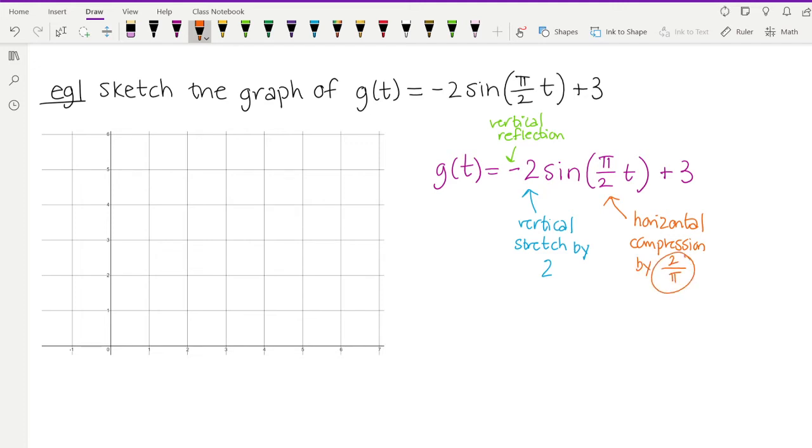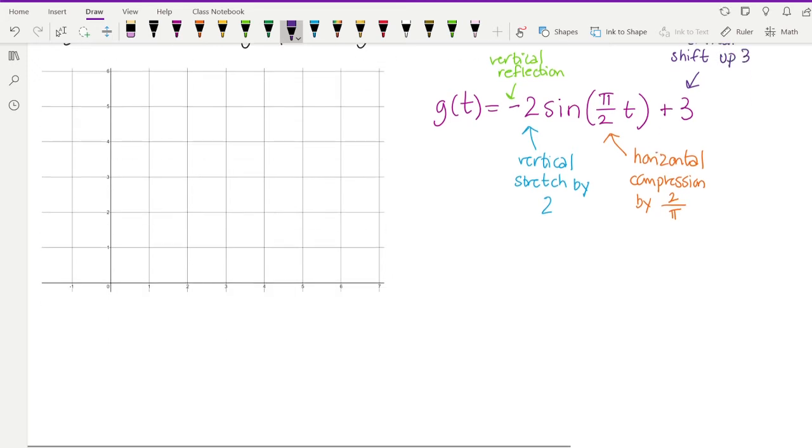And you might look at this and be like, I have no idea what that looks like. That's totally fine, because we are able to figure out what the period is, right? And once we know what the period is, you don't really have to worry about how do you draw a horizontal compression by 2 over pi. It will just be encoded into the period. And then the last thing we have here is we're adding 3. And we're adding 3 outside of the function, so it's going to be a vertical change, and it's going to be a vertical shift, right? And vertical shifts work the way you would expect, so plus 3 goes up by 3.